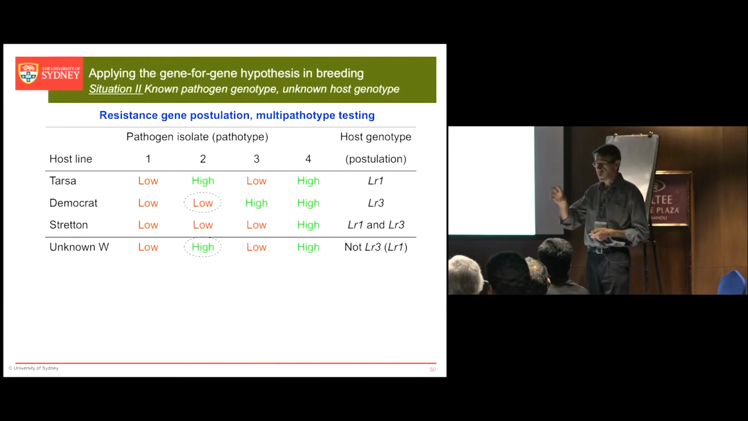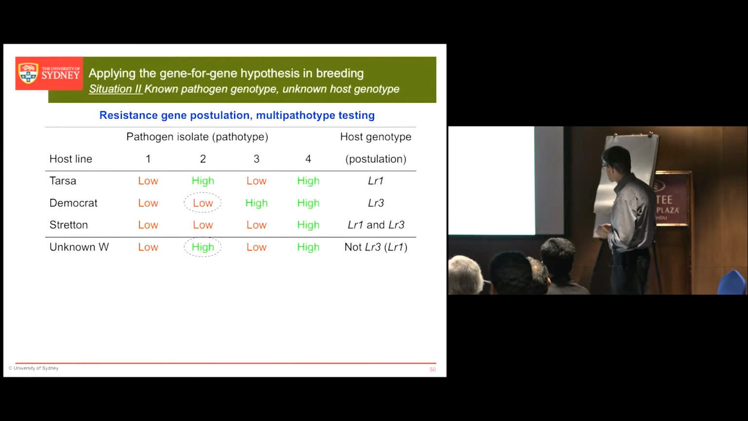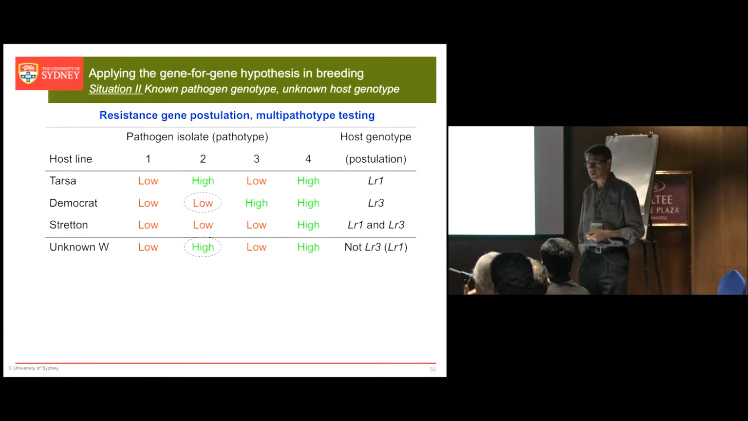And I told you before that the resistance genes have typical infection types. So if a gene typically gives a 0 infection type, and here I'm seeing something like a 2 infection type, I'd say, well, it's probably not going to be that gene, the one that gives a 0. It's going to be one of the genes that gives a 2 infection type. All right, so that allows me to actually postulate.